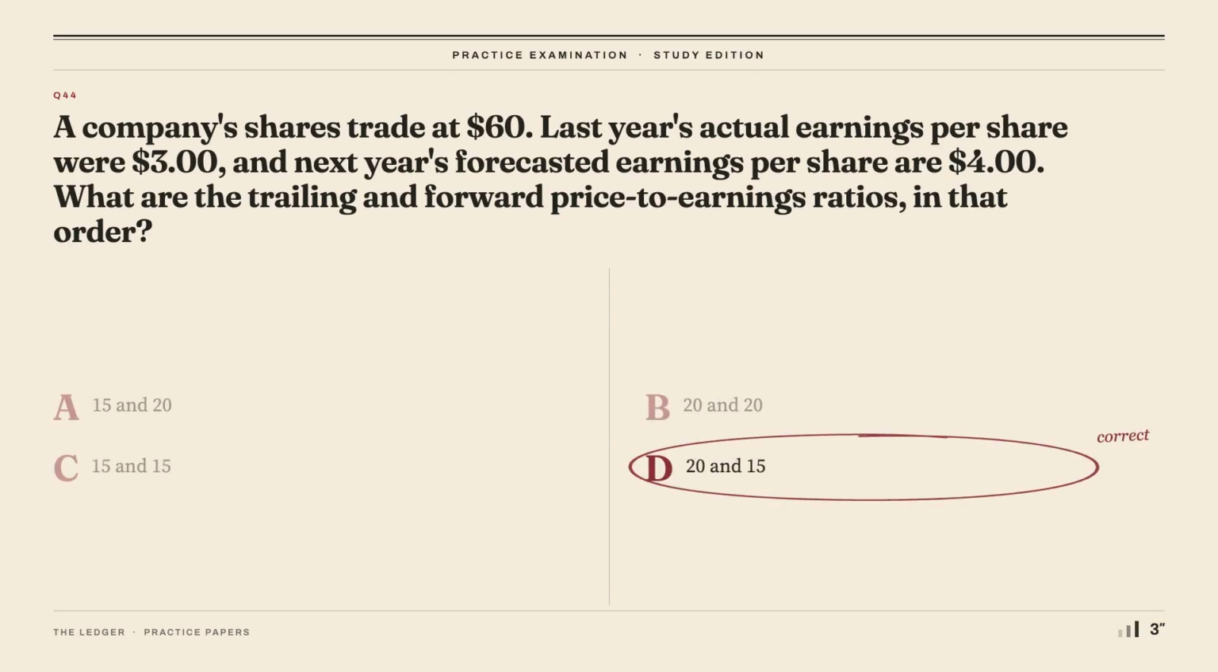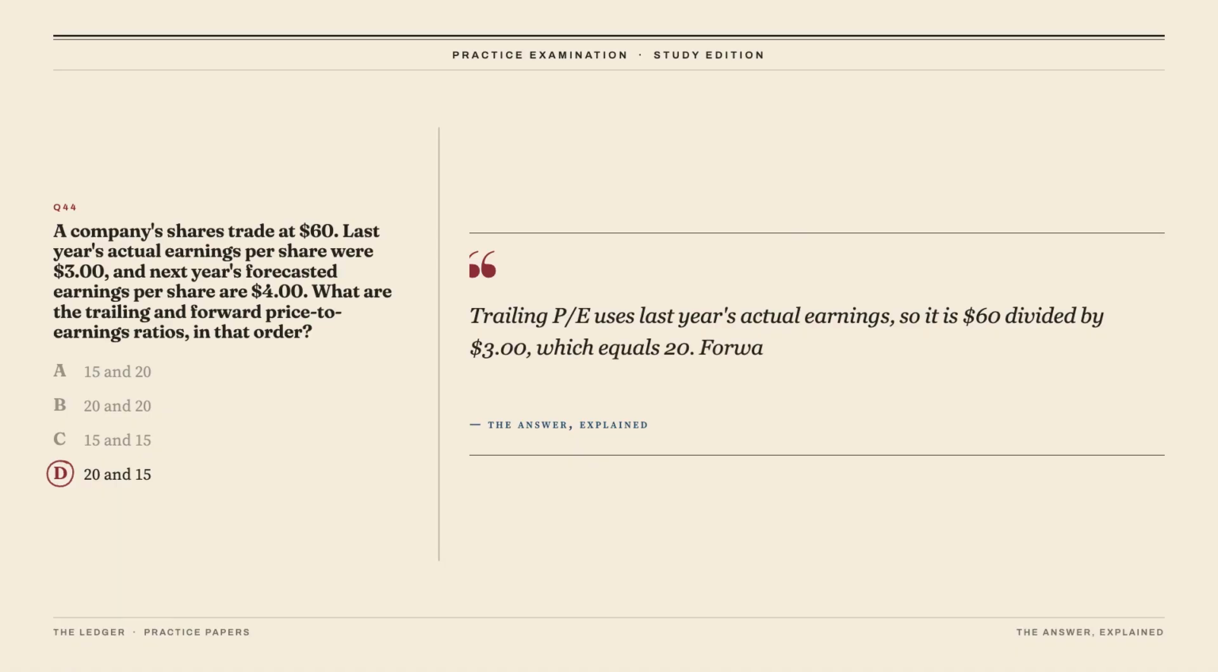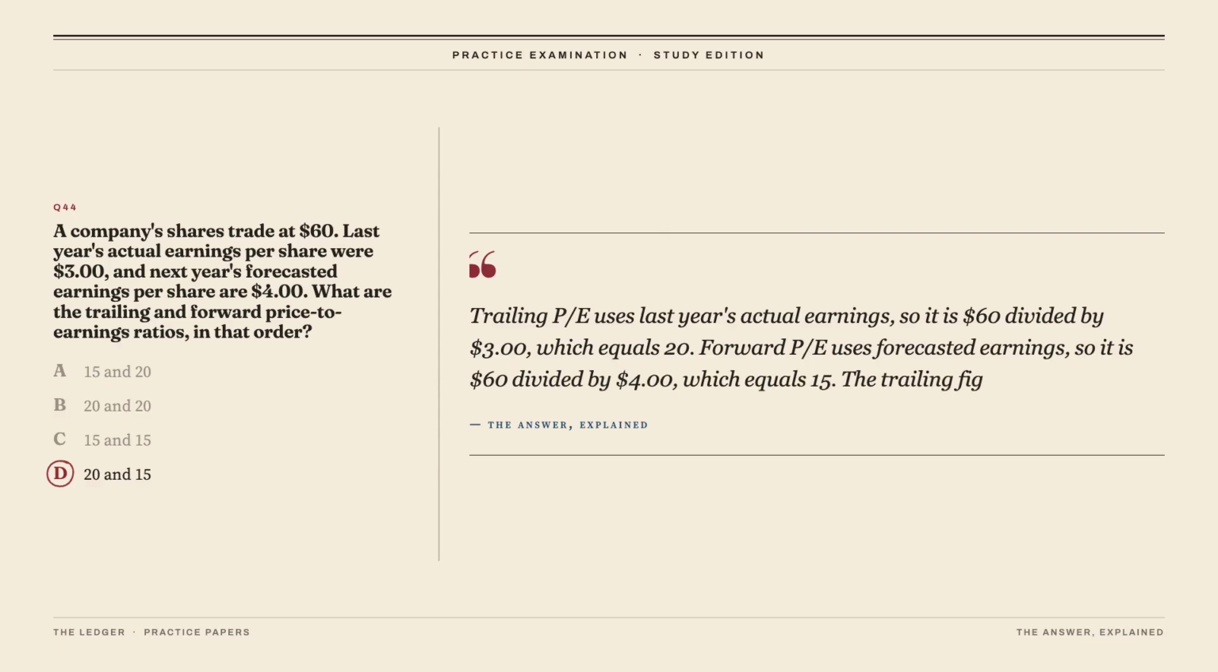The correct answer is D, 20 and 15. D is correct because trailing PE uses last year's actual earnings. So it is $60 divided by $3, which equals 20. Forward PE uses forecasted earnings, so it is $60 divided by $4, which equals 15. The trailing figure is higher because it divides by the smaller past earnings number.